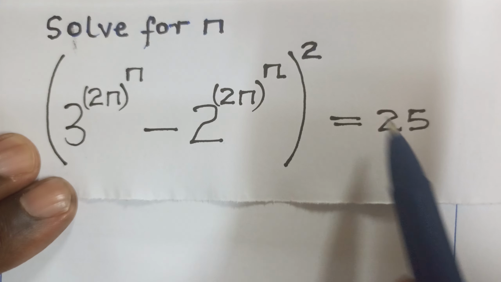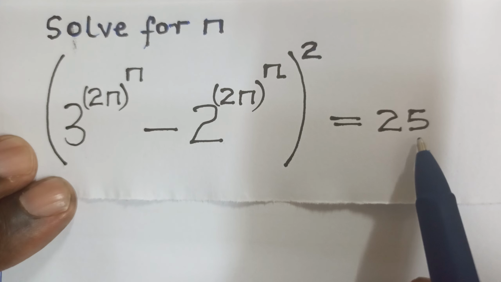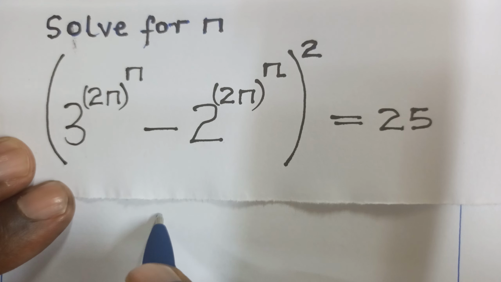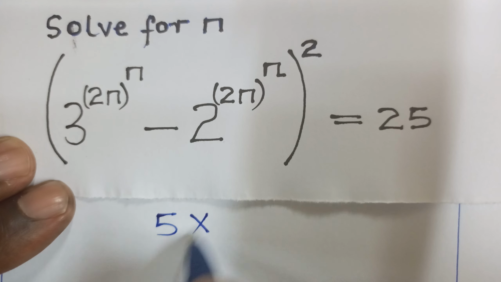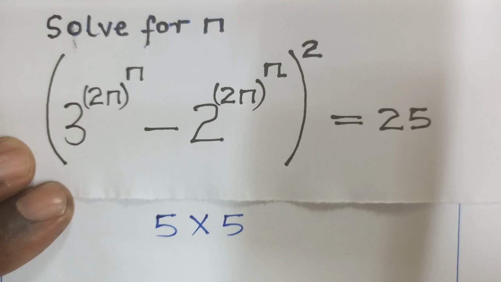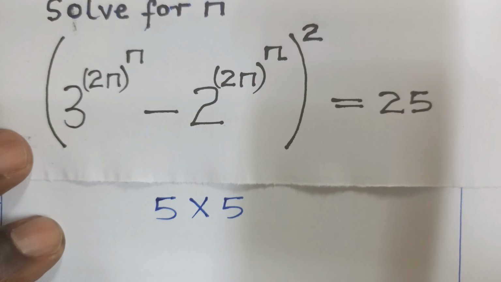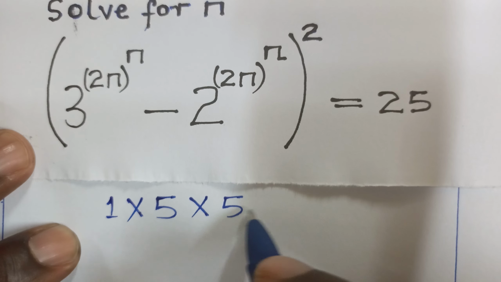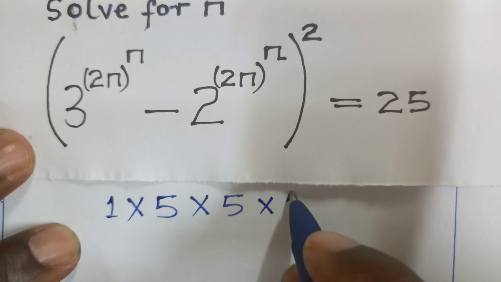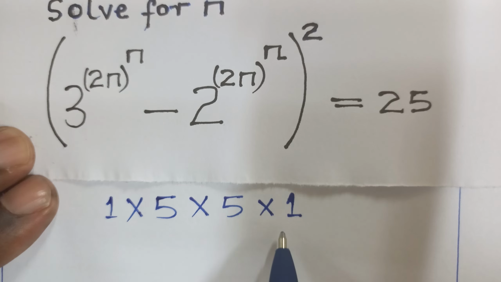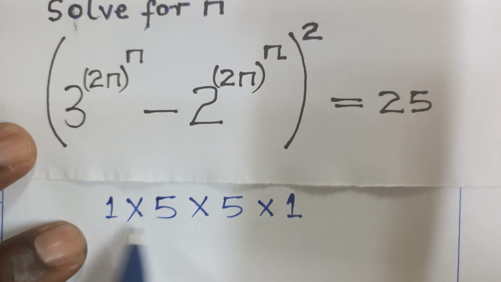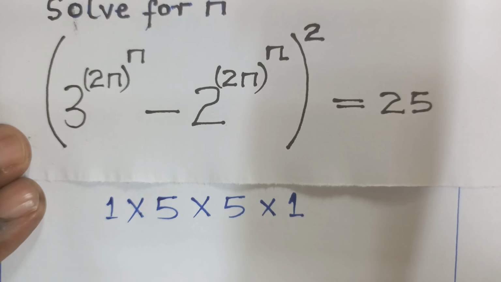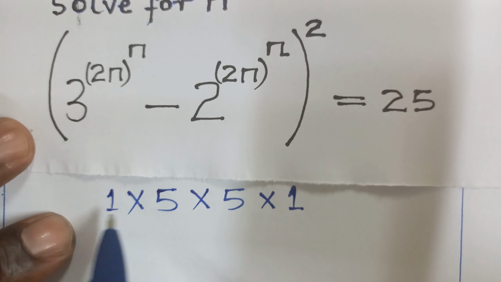And the question, guys, we start with this side. I write 25 in terms of factors, which is now 5 times 5. After that, I can also write 1 here times 5, and again here I can write times 1. When I write like that, I am correct in that 1 times 5 times 5 times 1 still equals 25.